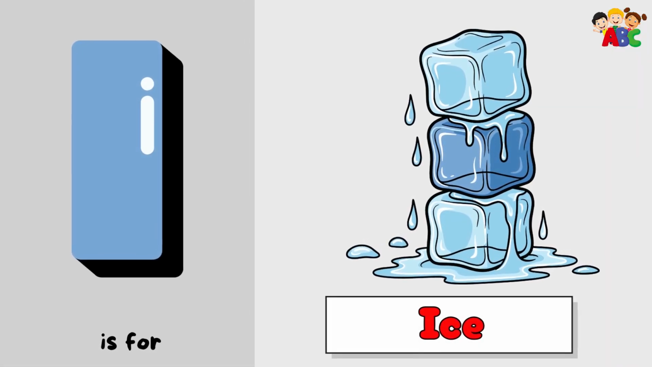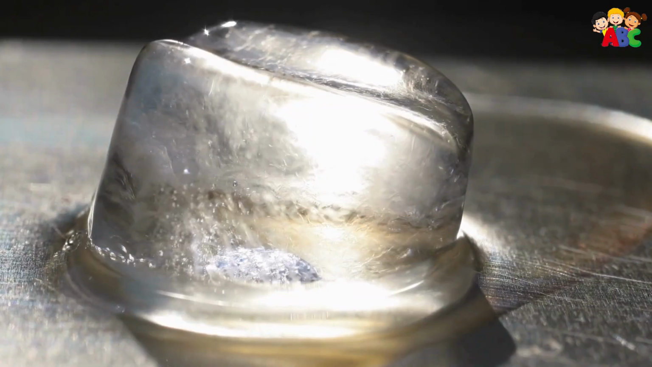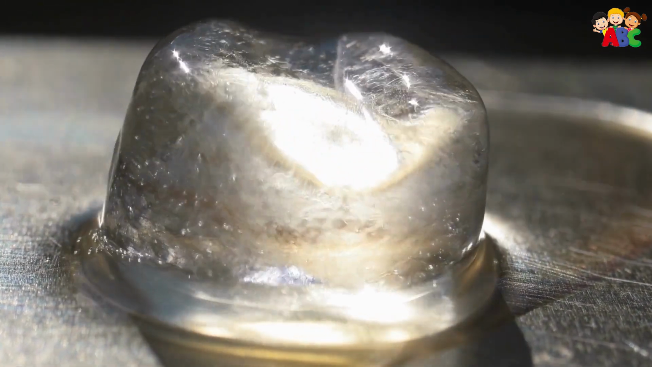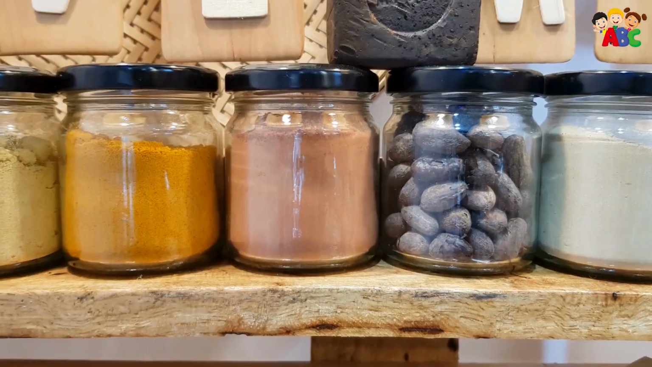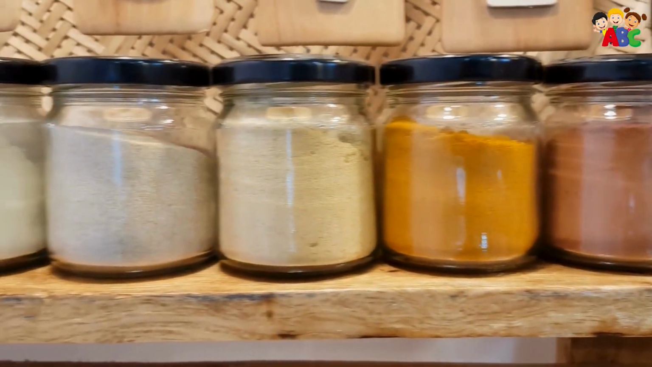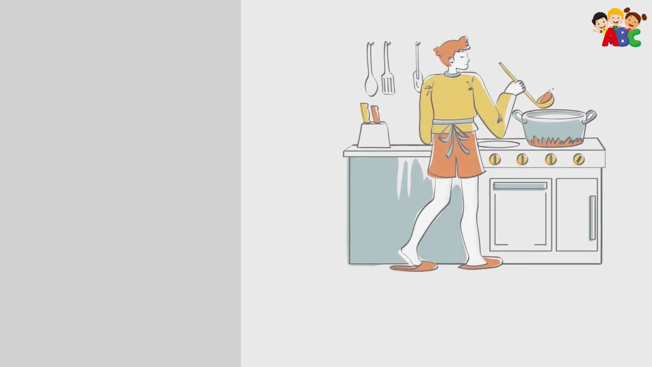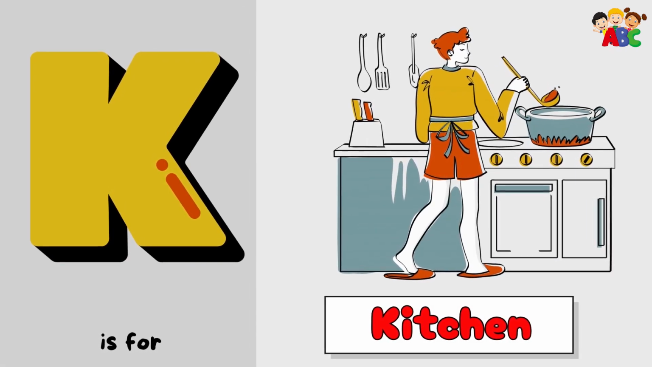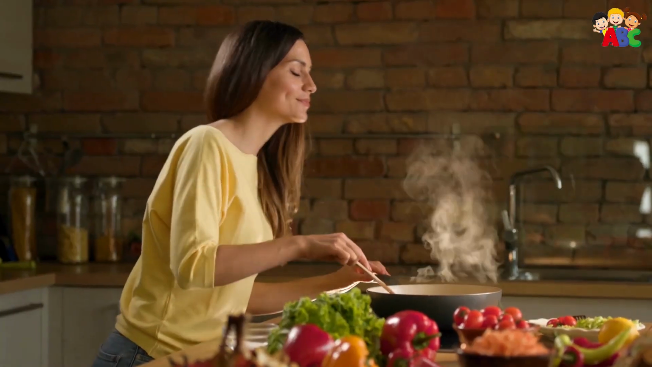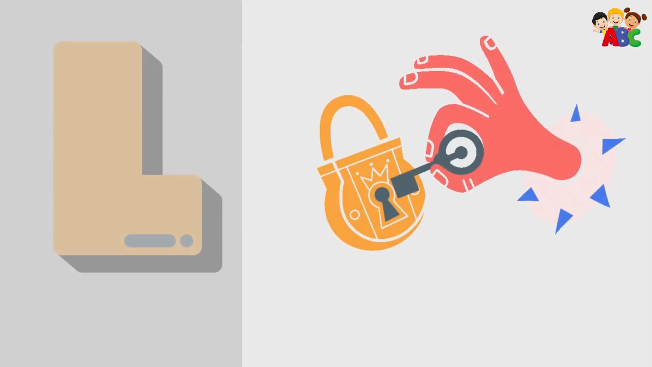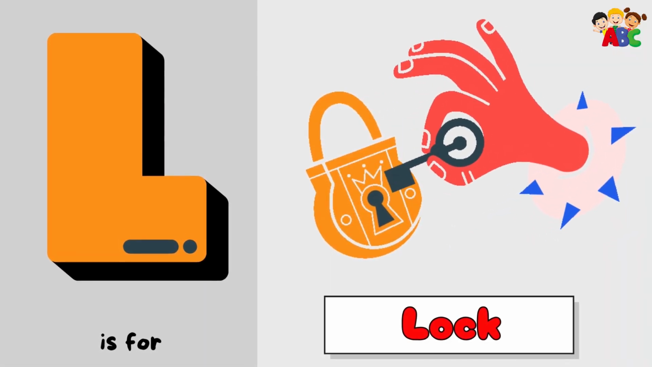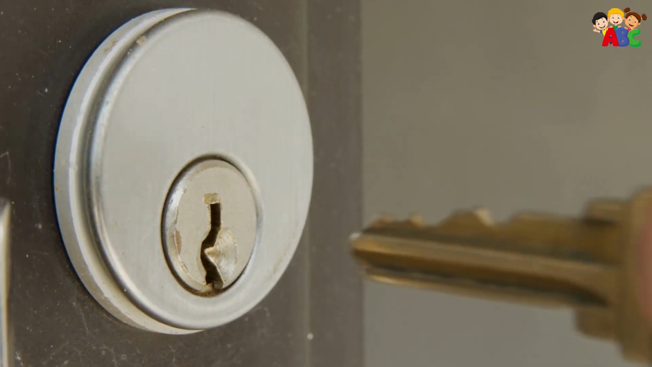I for eyes. Eyes. J for jar. Jar. K for kitchen. Kitchen. L for lock. Lock.